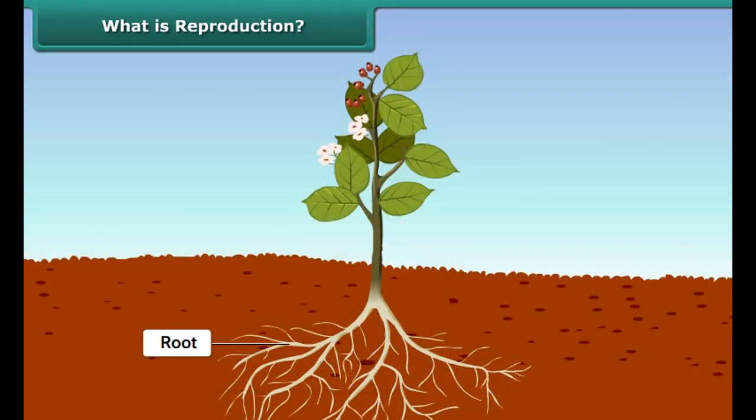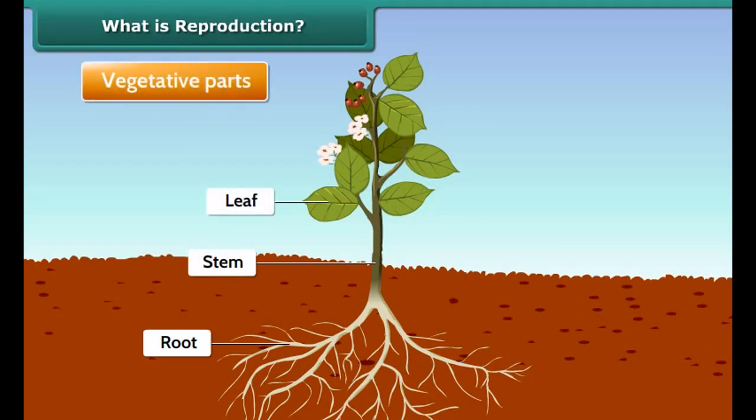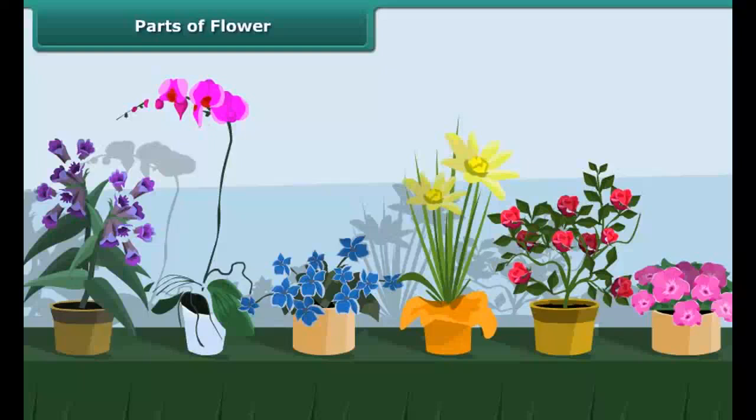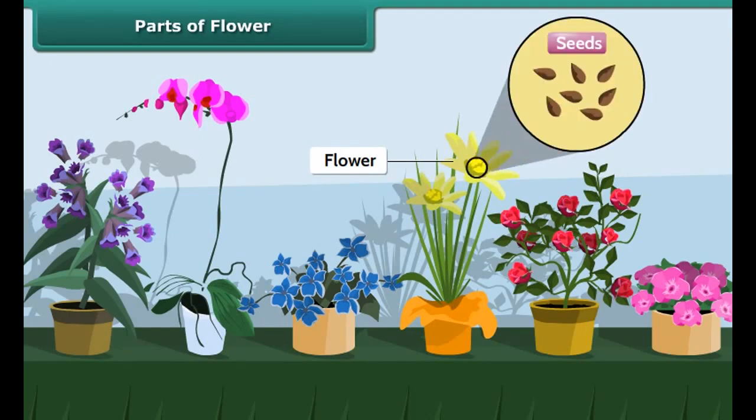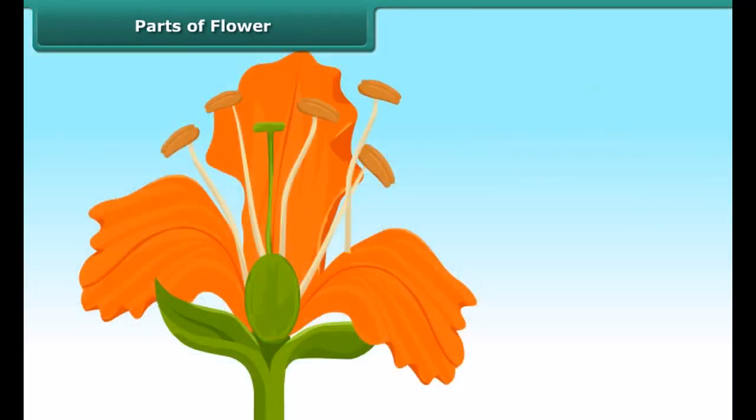Most plants have roots, stems, and leaves. These are called the vegetative parts of a plant. Flowers are the reproductive parts of a plant. But before studying the reproduction in plants, let's recall the parts of a flower. Parts of flower. Flowers are the beautiful parts of a plant. They are important in making seeds. Therefore, they are the reproductive parts of a plant. Let's learn about their parts.